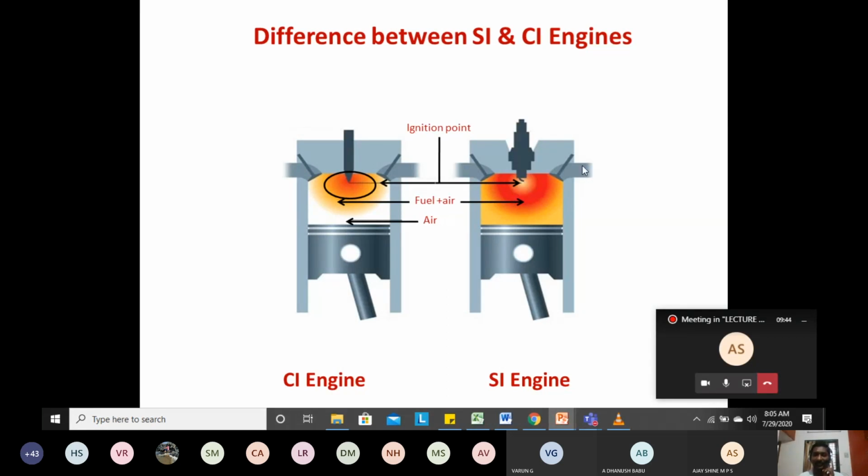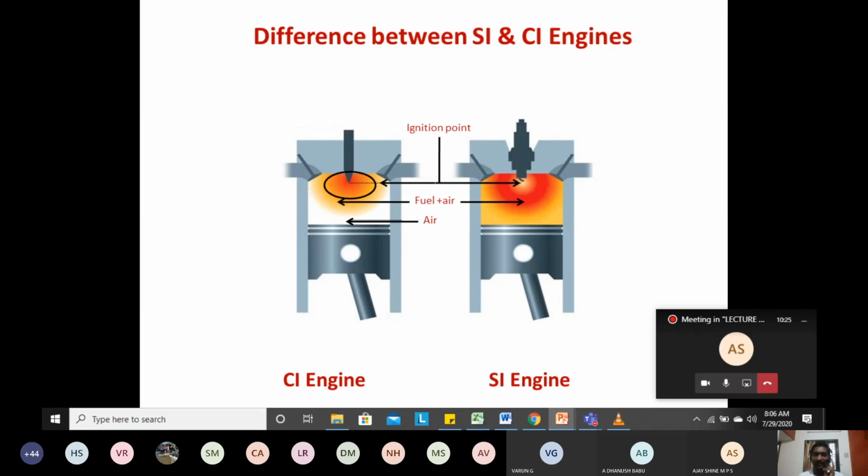Whereas in the case of CI engine, if you see, only air enters. In the case of CI engine, only air enters through the intake valve, and after compression stroke, fuel is injected through the fuel injector. This is the fuel injector. So when the fuel is injected, it has to mix with the air, and also combustion has to take place. Both the ignition and the mixing of the air fuel mixture start. So at the extreme end, if you see, you will find air alone, right? So this is the main difference between the combustion when it takes place in SI and CI engine.